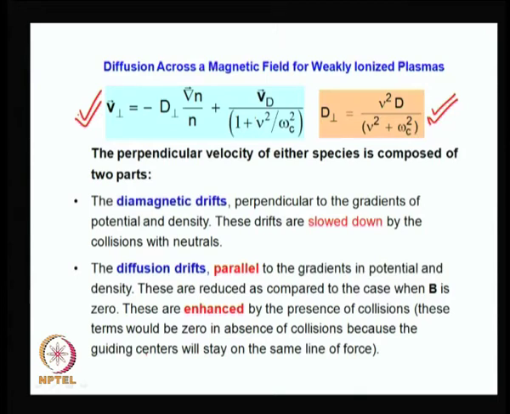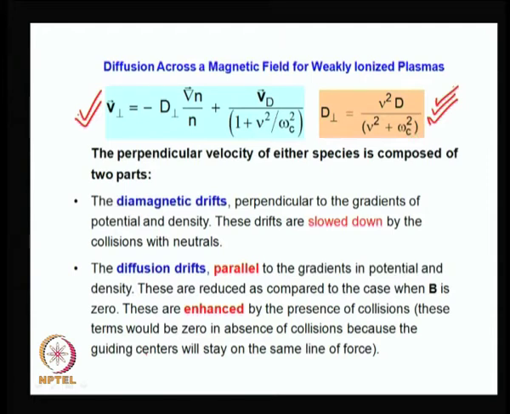However, the presence of collisions enhances this phenomenon of diffusion, because we can see that this term would be 0 if the collisions were absent. You have nu square D upon nu square plus omega c square. So, if nu were 0, D perp would be 0. There would be no diffusion across the magnetic field.